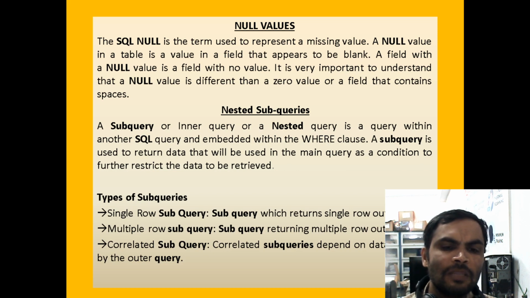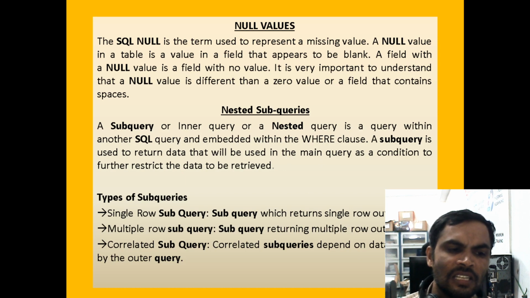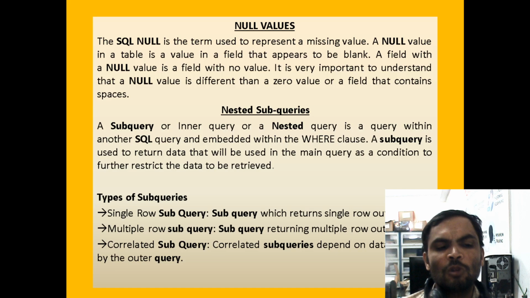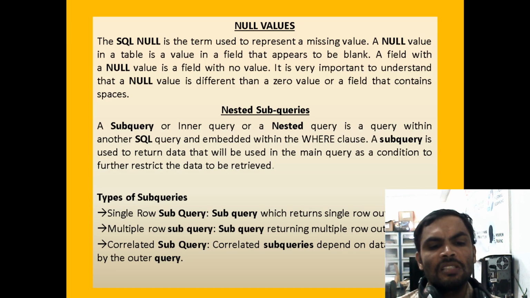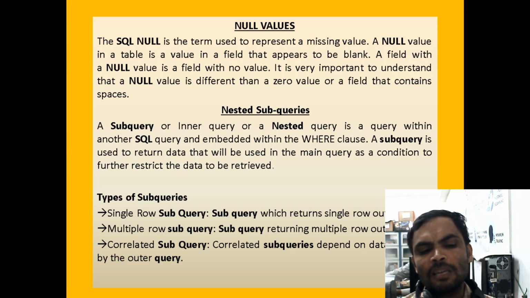The subqueries can be declared in three different ways. They are categorized in three ways: single row subquery, multiple row subquery, and correlated subquery. A single row subquery returns a single row output. A multiple row subquery returns multiple row output. A correlated subquery depends on the data provided by the other query.